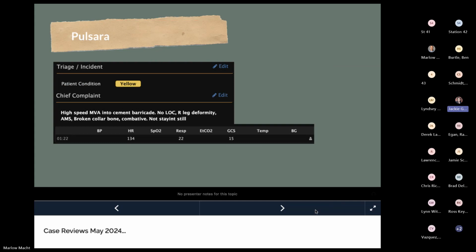They activate this patient as a yellow. They put in Pulsera that it was a high speed MVA into a cement barricade, no loss of consciousness, right leg deformity, altered mental status, broken collarbone, combative, not staying still. They state that his heart rate is 134, there's no blood pressure, respiratory rate of 22, and then they document GCS of 15, which I think would probably be not accurate based off of the patient's presentation and their documentation in the chart.